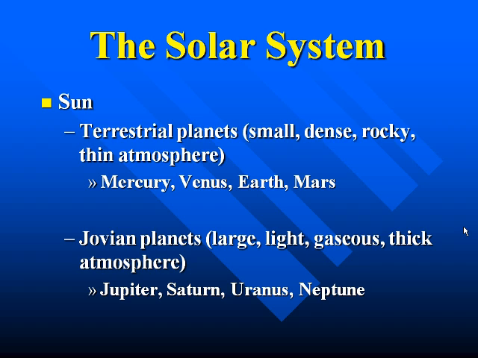They're much lighter, less dense. They're primarily a thicker atmosphere, a more gaseous atmosphere, as opposed to the solid, denser terrestrial planets. And that's Jupiter, Saturn, Uranus, and Neptune. And remember, Pluto is no longer designated as a planet.